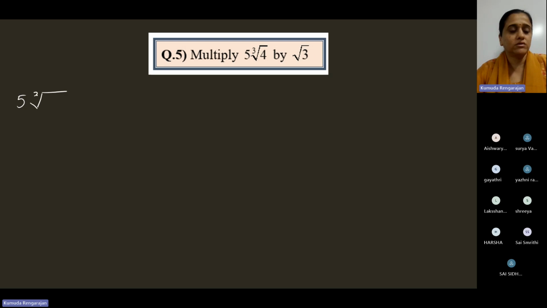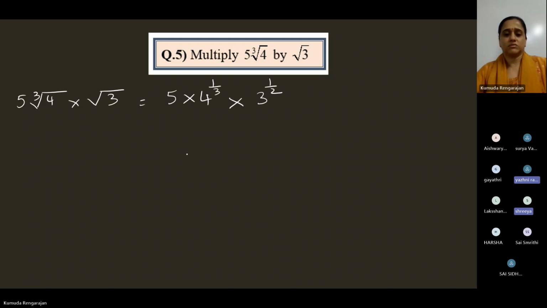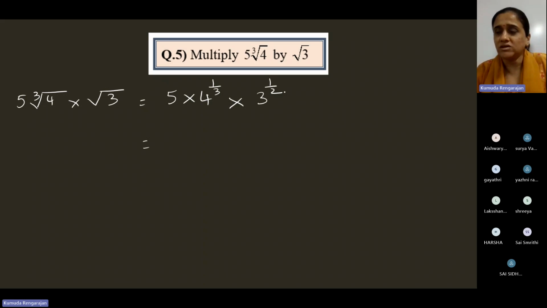Don't read from your book. Look at the screen and answer. So what's the first step? 5 into 4 to the power 1 by 3, into 3 to the power 1 by 2. So what's the LCM of 3 and 2? 6. So we'll have to bring both the fractions, or the powers, to denominator 6.